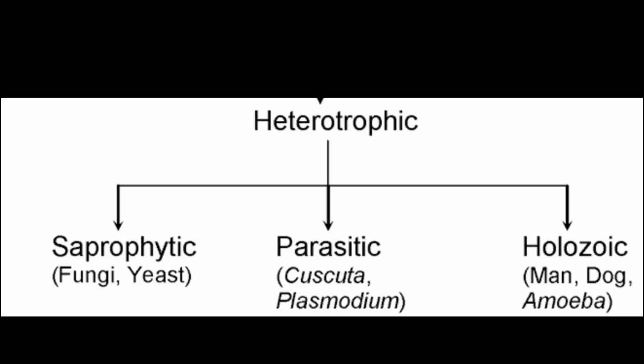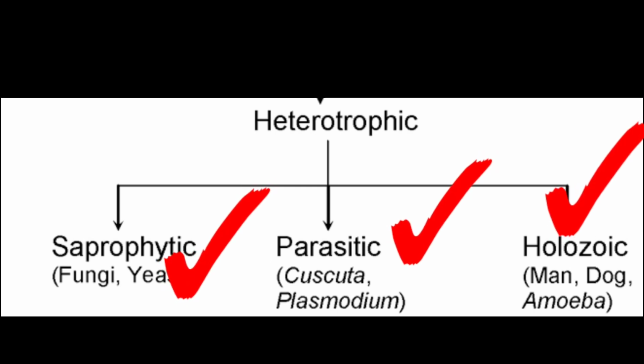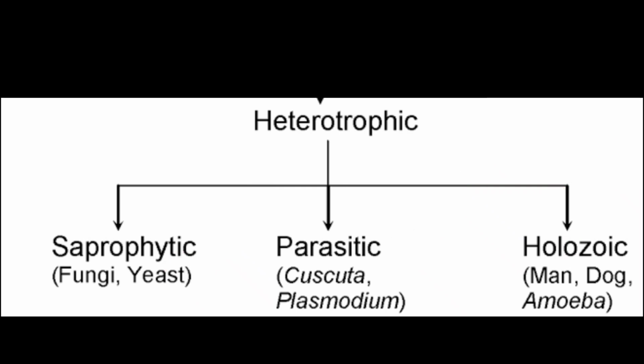Next we can move to types of heterotrophic nutrition. The heterotrophic organisms can obtain their food from other organisms in three ways. So the heterotrophic mode of nutrition is of three types: saprophytic nutrition, parasitic nutrition and holozoic nutrition. We will now discuss the three types of heterotrophic nutrition in detail one by one. Let us start with the saprophytic nutrition.